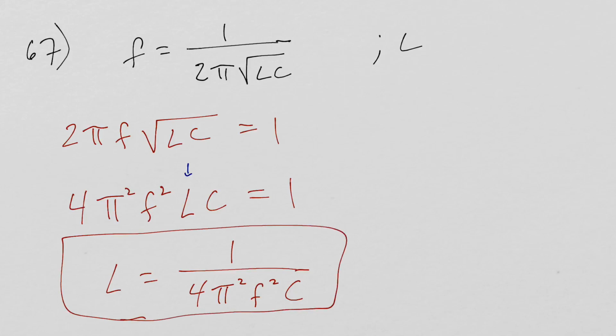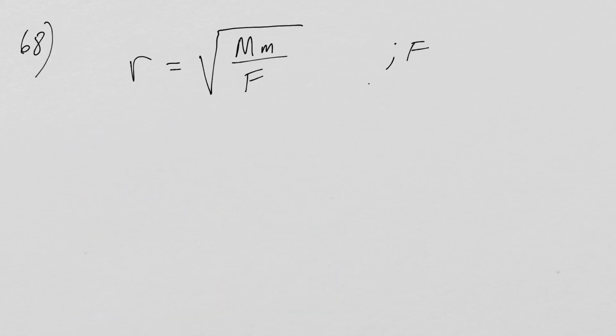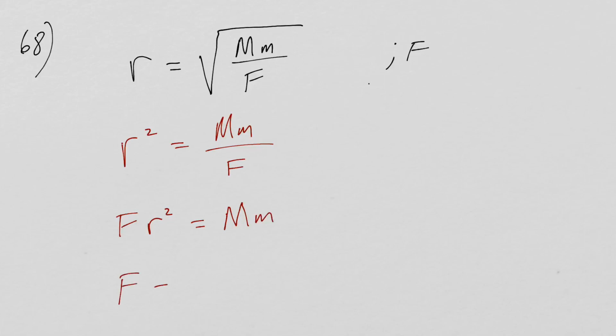So you're done there. Okay, so I'm going to square each side to clear the square root. I'll multiply each side by f to clear the fraction. And I'll divide each side by r squared to solve for f. And we're done.